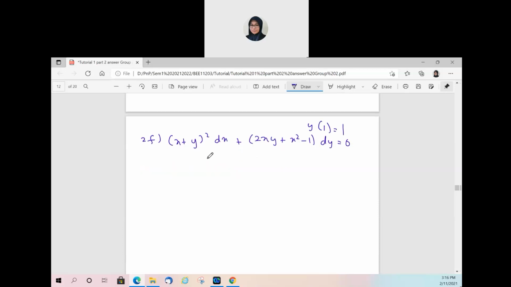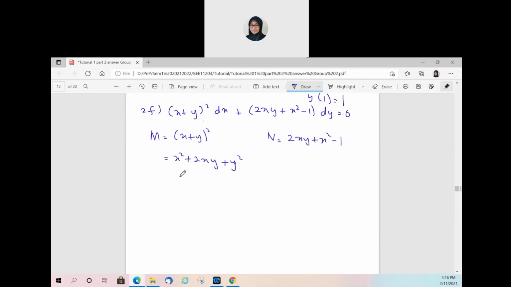Okay, so this is your m. m equals to x plus y kuasa 2. If you kembangkan, you will get x square plus 2xy plus y square. And n is 2xy plus x square minus 1. Okay, so kita macam biasa we have to prove that this equation is an exact equation.